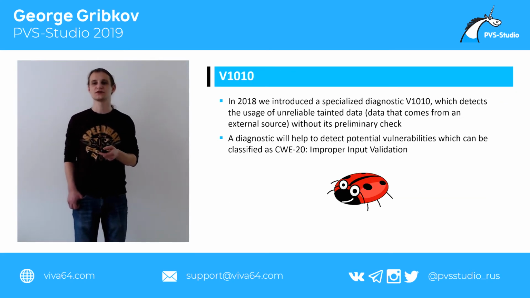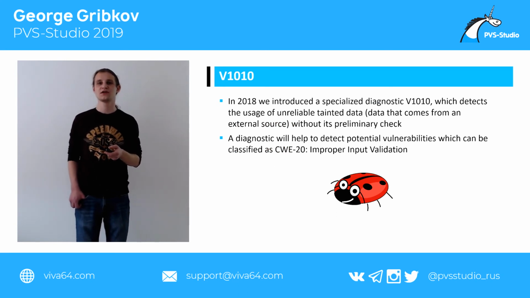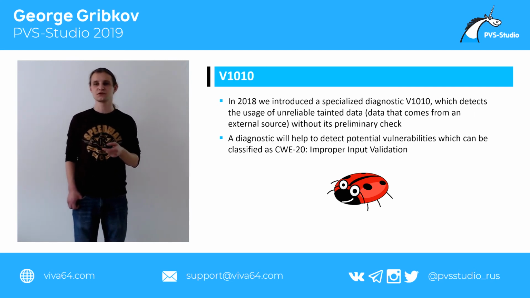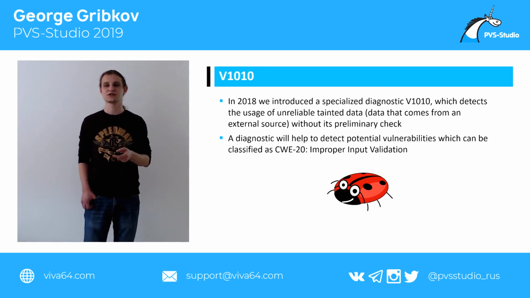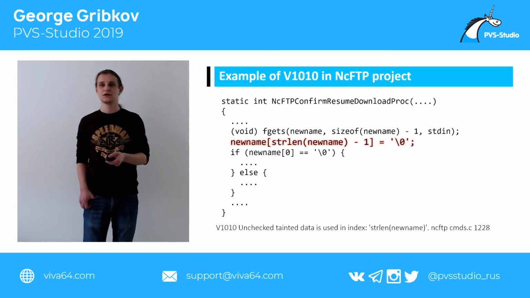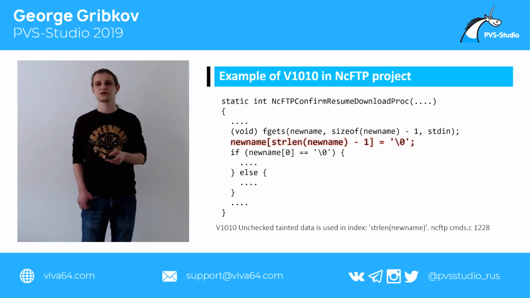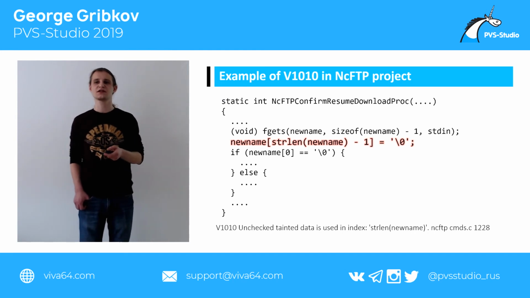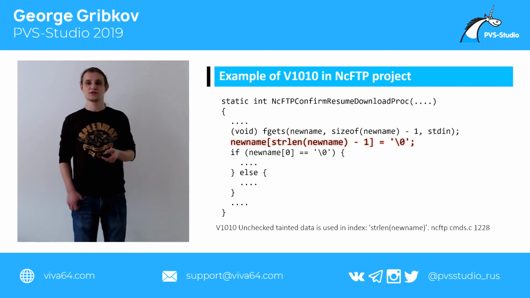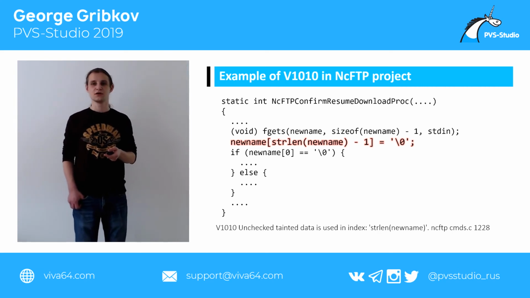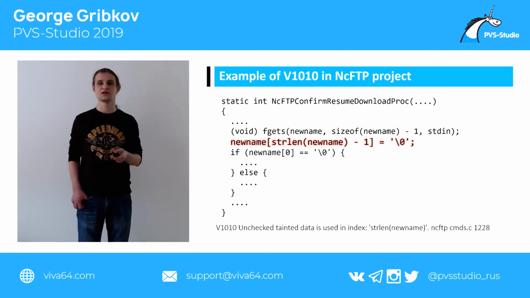We also develop a special diagnostic rule with the number V1010, which addresses a special case: the use of unverified input data. That is, the analyzer is trying to find situations when we got some data and use it without proper verification. A simple example. Here a string is received from the outside. Then its length is calculated without any verification and a unit is subtracted from it. The trouble comes if you have an empty string input. We will access the element of the array new name at a negative index.